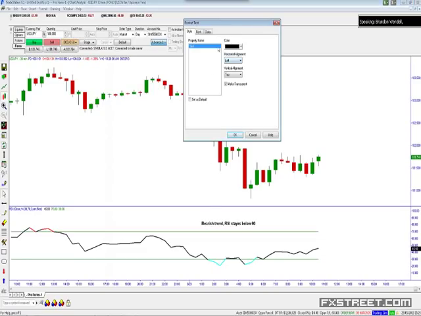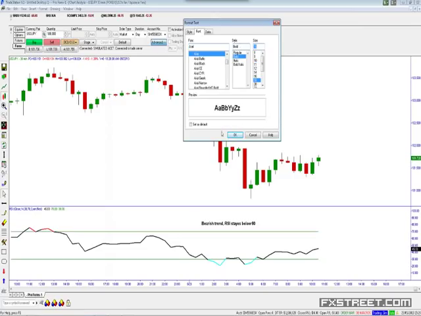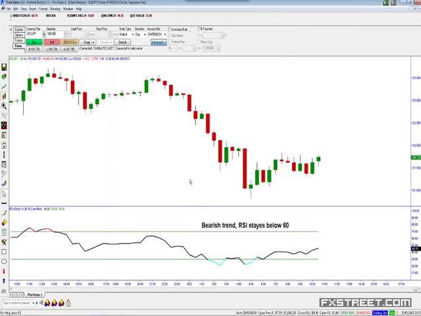I'm going to go ahead and change the font here, make it a little bigger so we don't have to squint at the screen. There we go. So in a bearish trend, RSI stays below 60. It always does. However, in a bullish trend, the RSI stays above 40. So really, all I have to pay attention to is to see if my trend is staying in that direction.